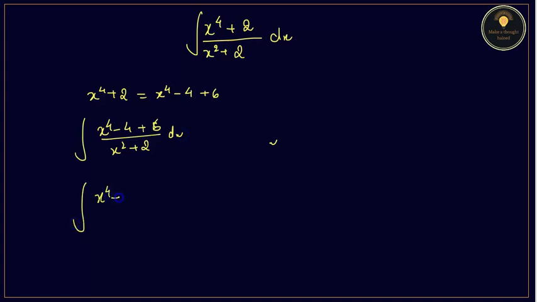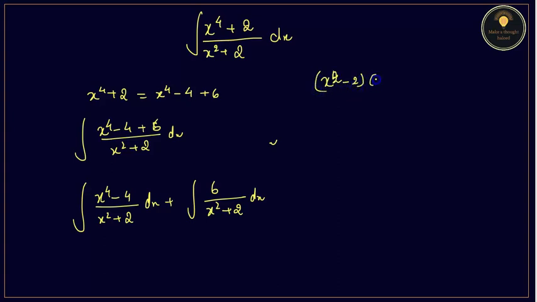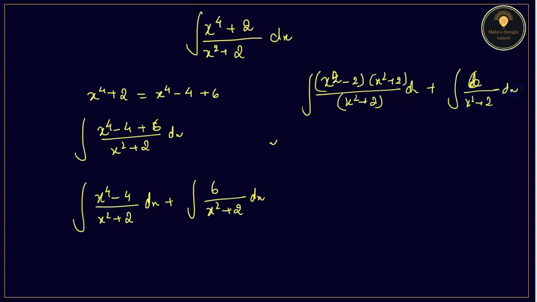So you will write x to the power 4 minus 4 upon x square plus 2 into dx plus integration of 6 by x square plus 2 dx. So x to the power 4 minus 4 can be written as x square minus 2 and x square plus 2, and here you will write x square plus 2, integration dx, plus integration of 6 by x square plus 2 into dx. X square plus 2 and x square plus 2 will get cancelled.